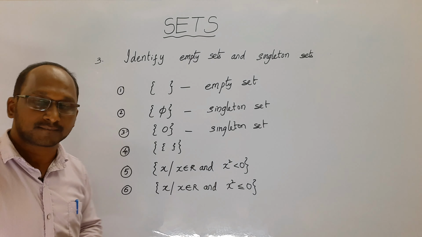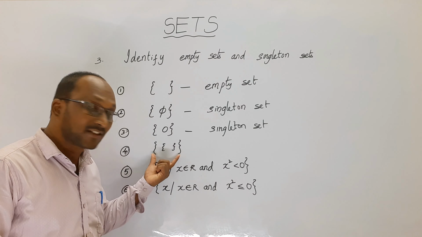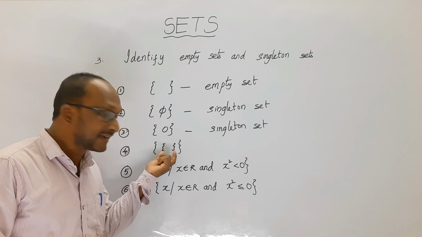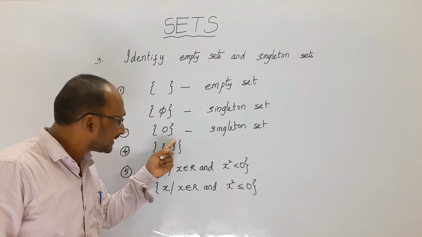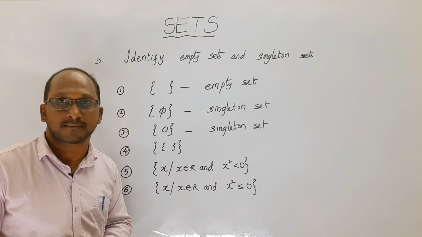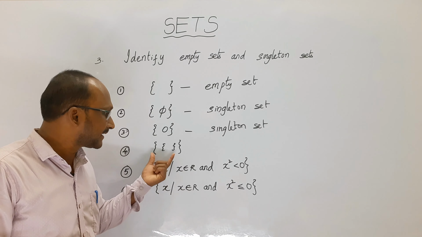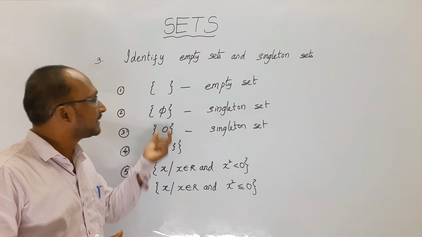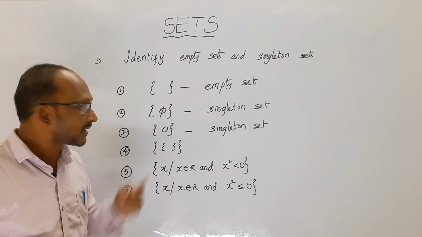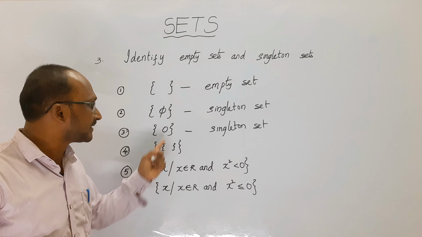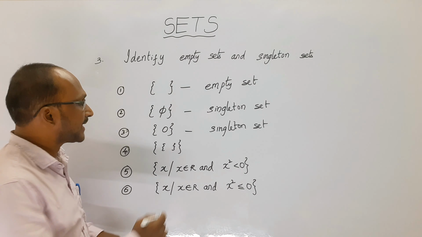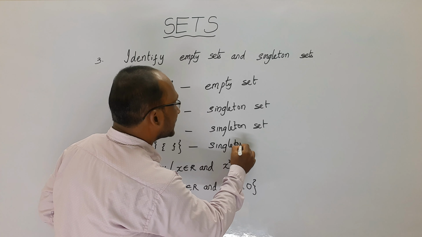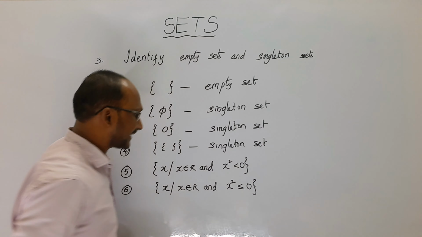And the fourth one, the set with no elements, that is, the set of a null set. Here the null set is an element. That's why this is the set with one element. Same as the second case. Of course, the second case and the fourth case are both equal. That's why it is also a singleton set.